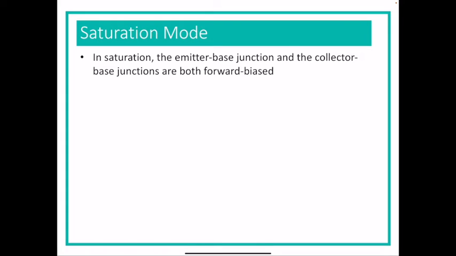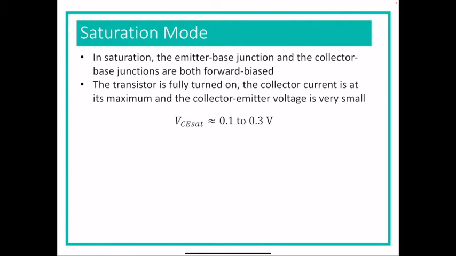It's just that you have holes and electrons switched. And in saturation, so this is a different mode, the emitter-base junction and the collector-base junction are forward biased, and that means the transistor's on as far as it can go. So it's similar to when we talk about saturation in a MOSFET, in that the current is as high as it can go. But in this case, the transistor is on and the collector current is as big as it can possibly be, and the voltage between the collector and the emitter is really, really small.